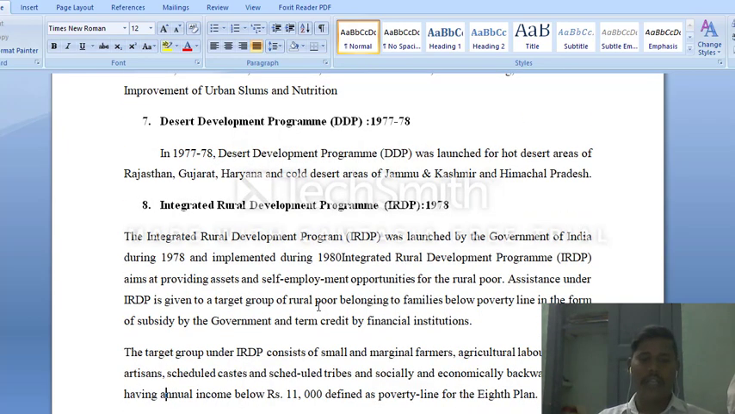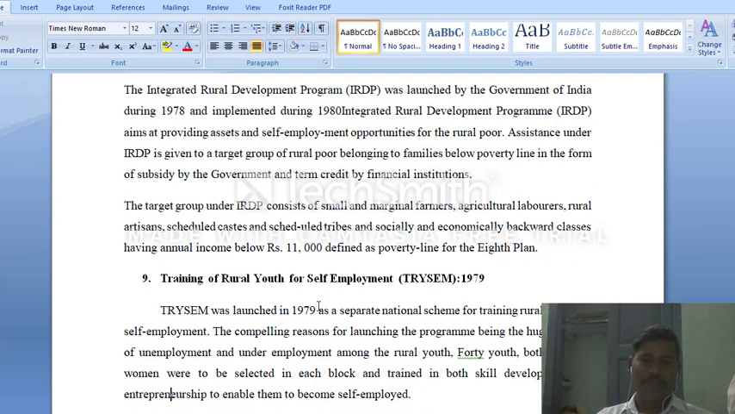In the year 1978, the Integrated Rural Development Program was launched by the Government of India. It is also called IRDP. It was implemented during 1980. The Integrated Rural Development Program aims at providing assets and self-employment opportunities for the rural poor. Assistance under the Integrated Rural Development Program is given to a target group of rural poor belonging to families below the poverty line, in the form of subsidies by the government and term credit by financial institutions.